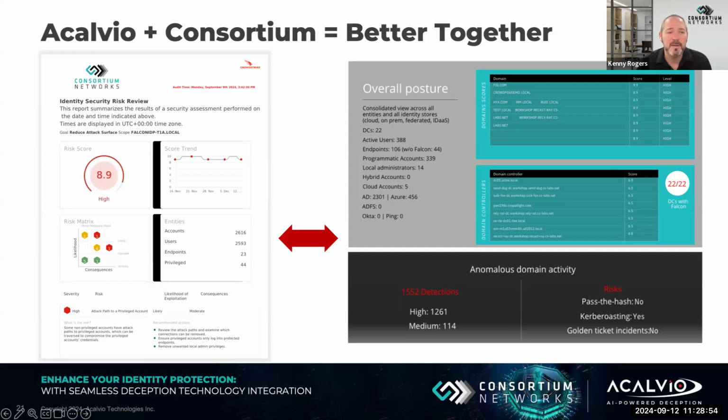You can notice on the left side it goes into the overall risk score, and then it breaks down the risk matrix on what's most likely to occur. On the right side, it goes into overall posture, number of users, and even touches on the different types of related risk, like pass the hash, Kerberoasting, and even golden tickets, which are commonly seen.